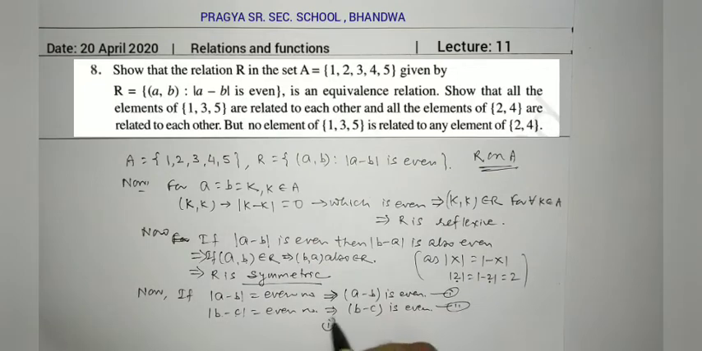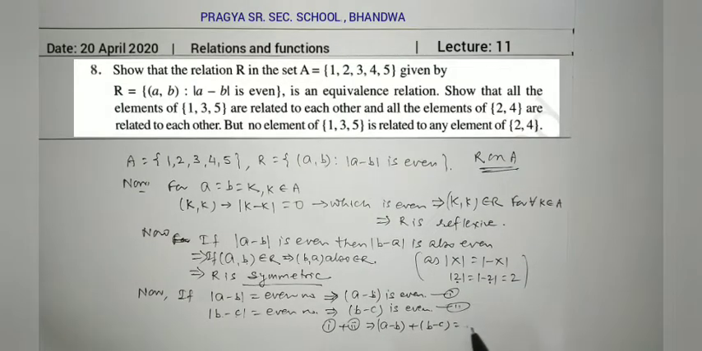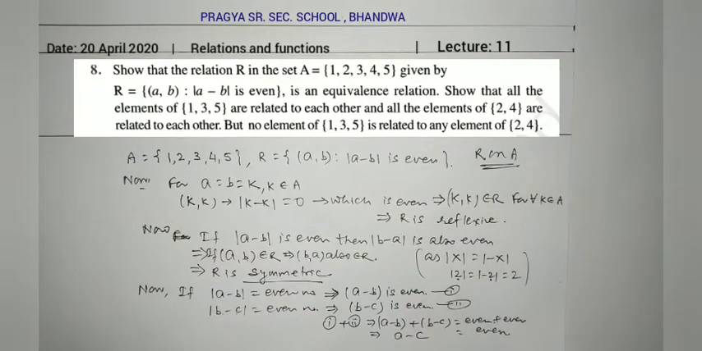If we add 1 plus 2, it implies A minus B plus B minus C. Minus B plus B cancel out. A minus B plus B minus C, which is also even, because even plus even is even. You can write even plus even is even. Basic algebra. Minus B plus B cancel out, so A minus C is even here.